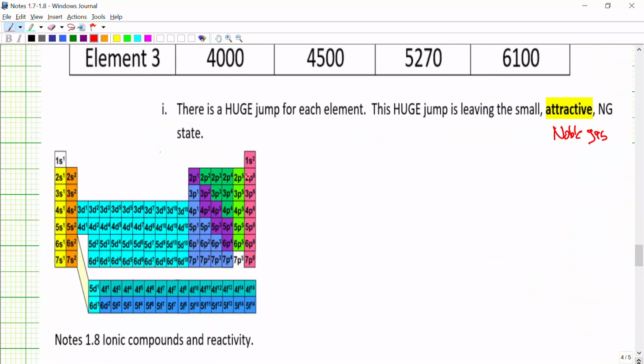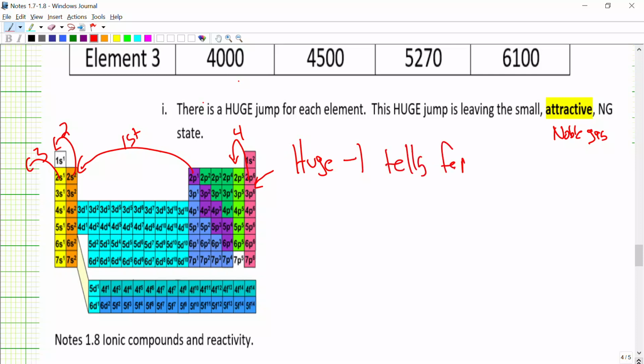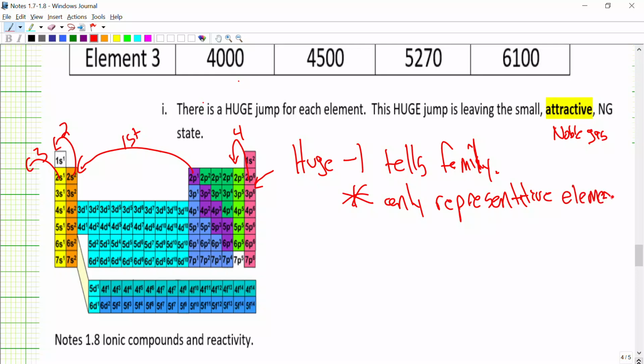So let's take a look at that. That means this was the fourth. This one right here was the third. By the way, it landed here. This was the second. This one was the first. So what we can do to note a pattern is huge minus 1 tells you the family. And then note, only representative elements. Now, what's the representative element again? That's S and P blocks.